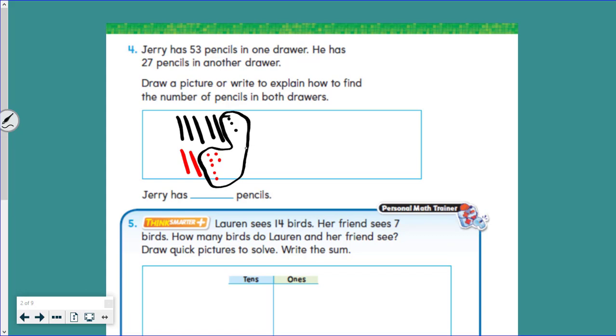Is a 10. And so there's 5 10s here, 6, 7, and then 8. So he has 80 pencils. Okay.